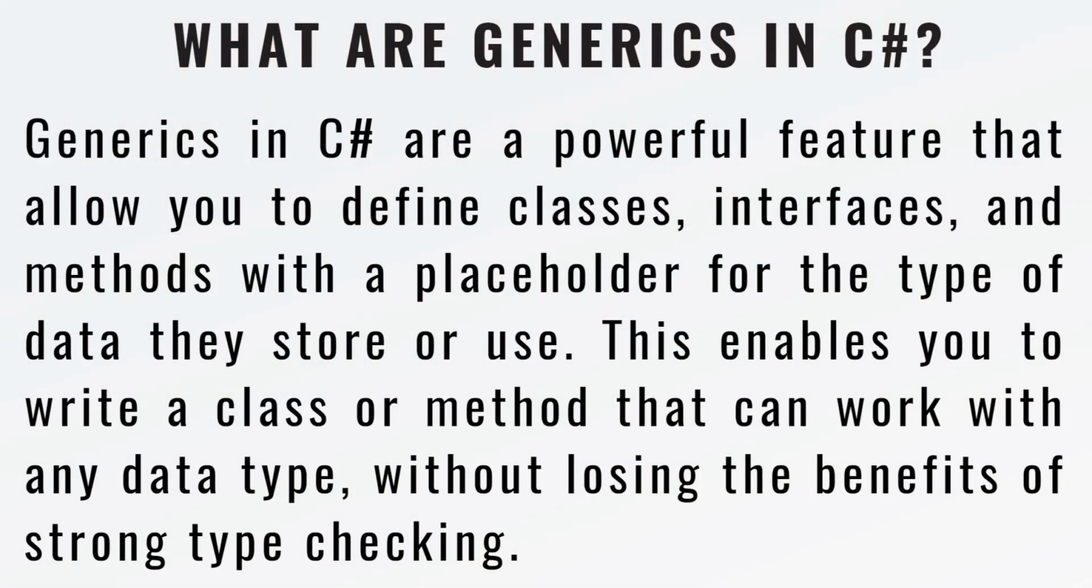Generics in C# are a powerful feature which allows you to define classes, interfaces, and methods with a placeholder for the type of data they store or use. How is this helpful? Well, it allows you to write a class or method which can work with any data type without losing the benefits of strong type checking.